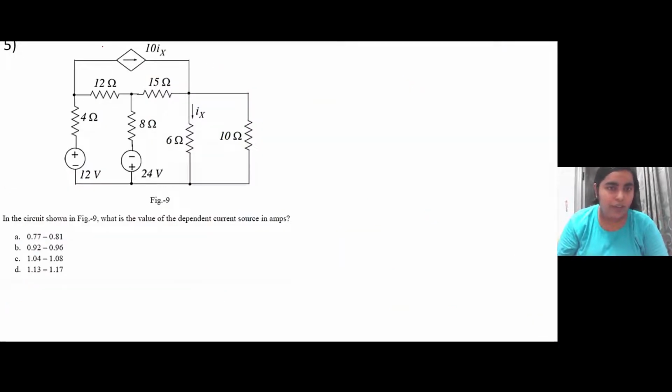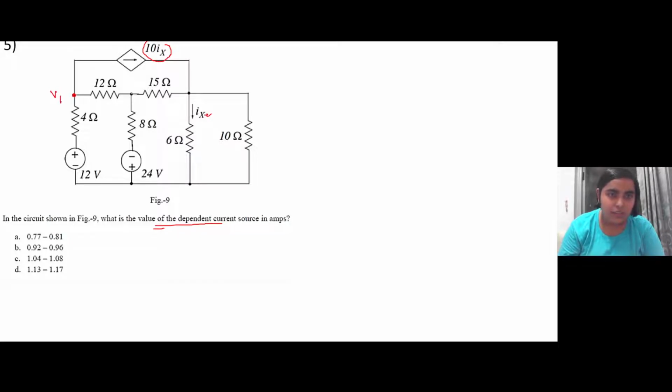So now another circuit is given, and you have to calculate the value of the dependent current source, that is 10 ix. This particular thing you have to find out. That means you have to find out ix. If you know ix, you can find out the value of this dependent current source. Now this ix depends on the current across this particular branch. So we will again use nodal analysis in order to compute it.